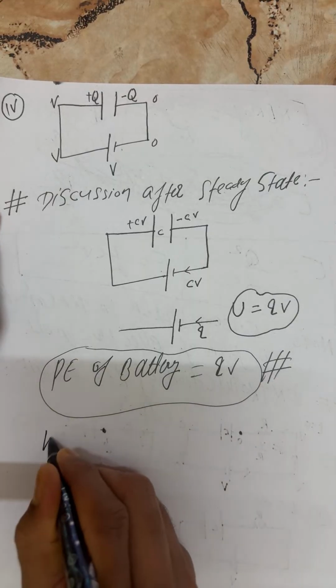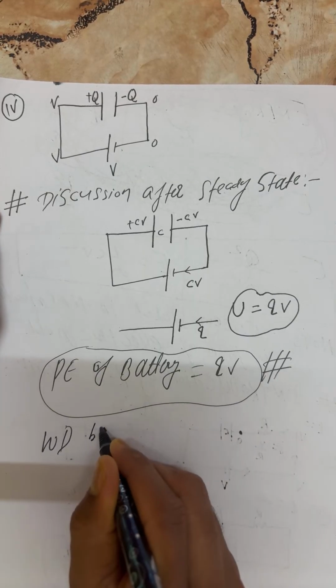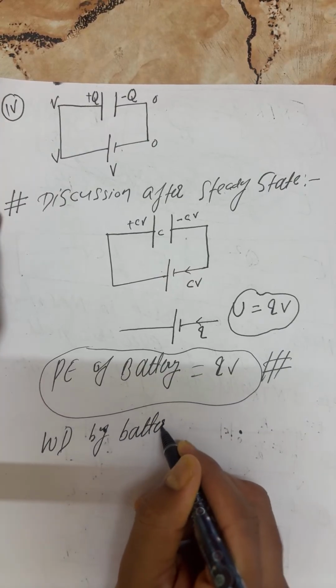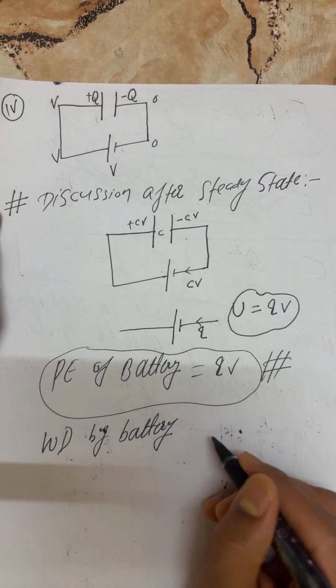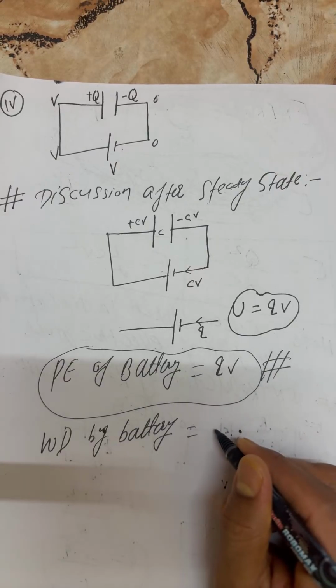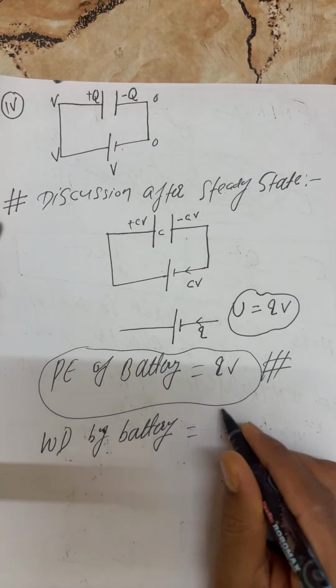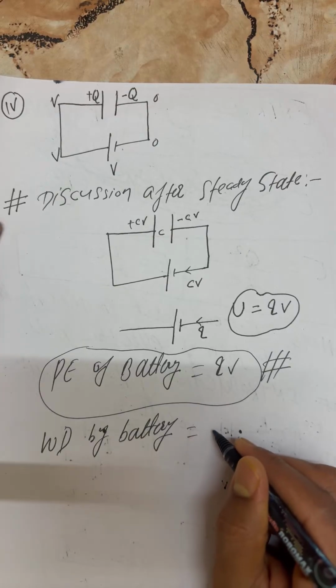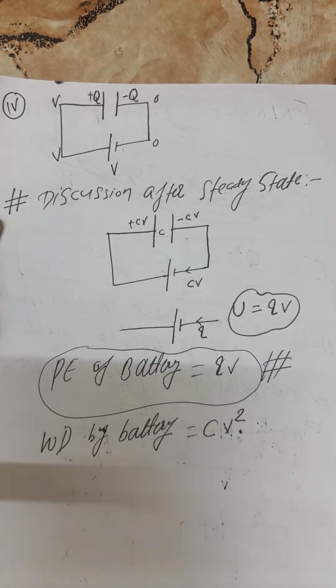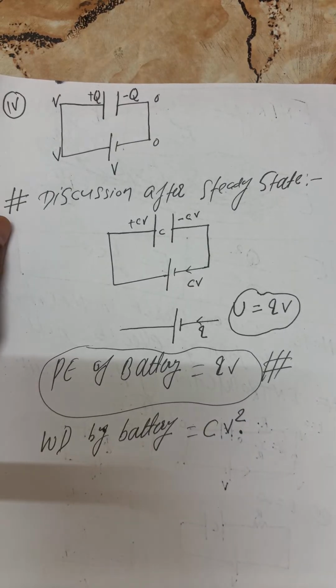Now, I wanted to write the work done by the battery. Use the formula QV, and Q is CV, so the work done by the battery is CV square. Work done by the battery is CV square. Okay. So what about the energy stored in the capacitor?